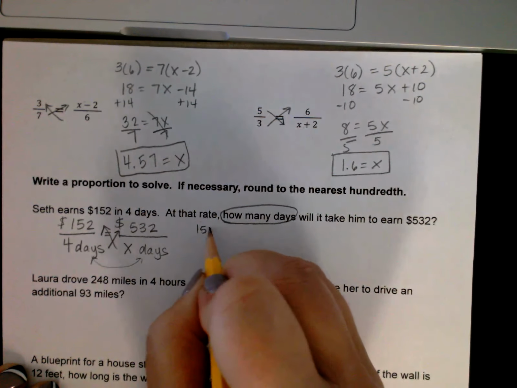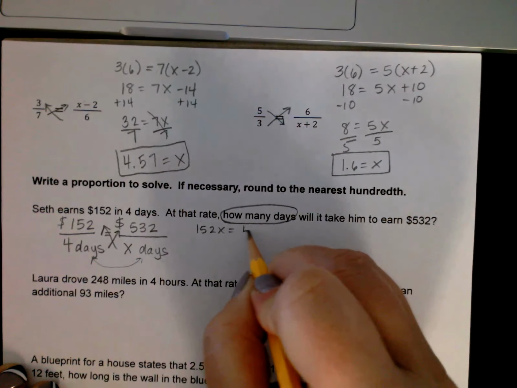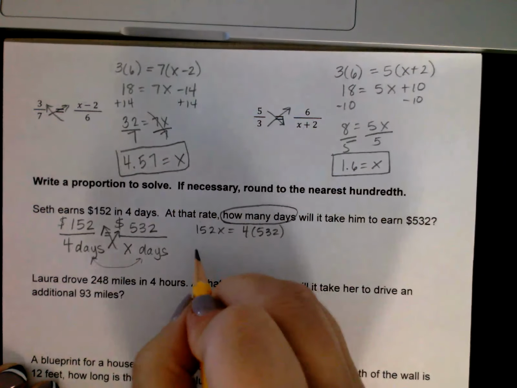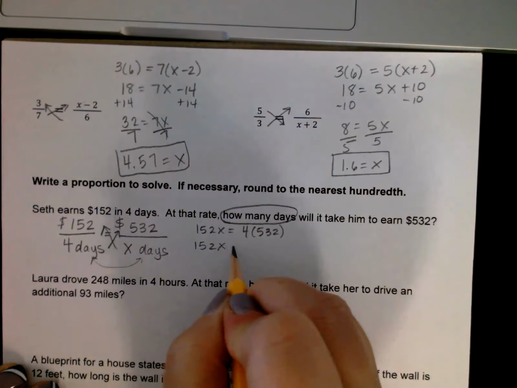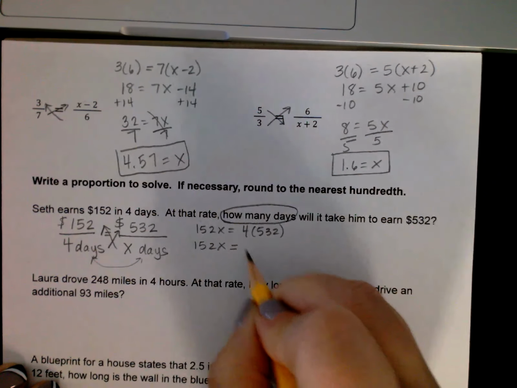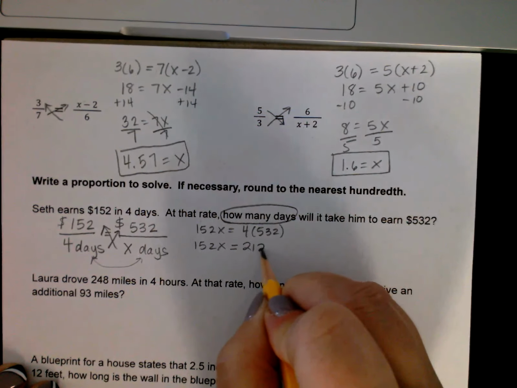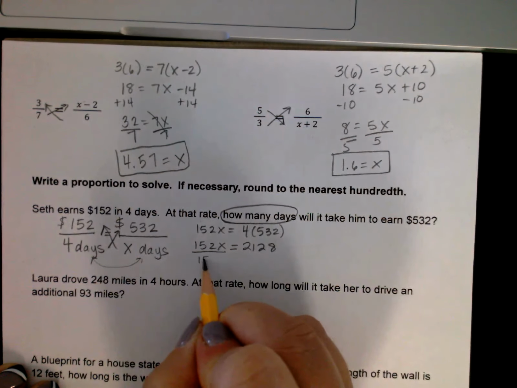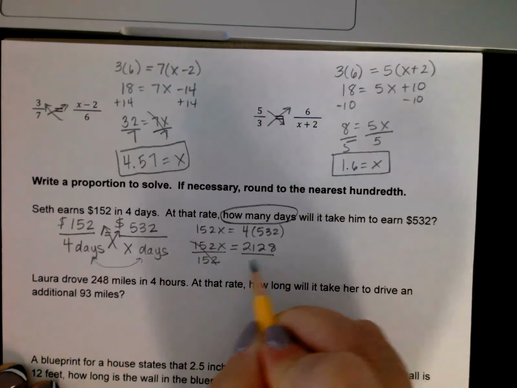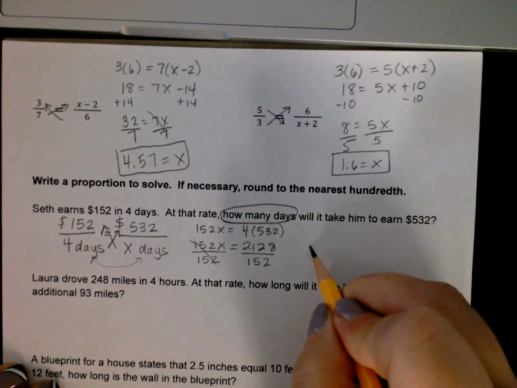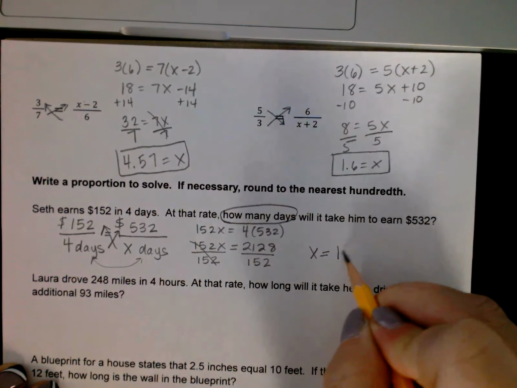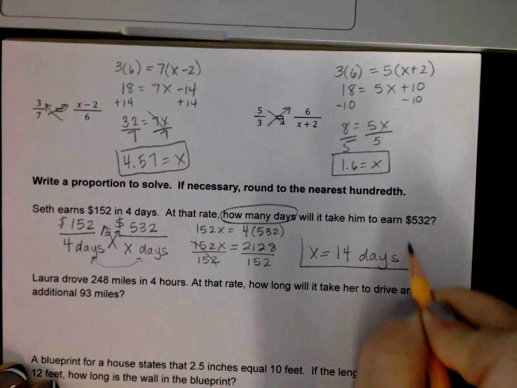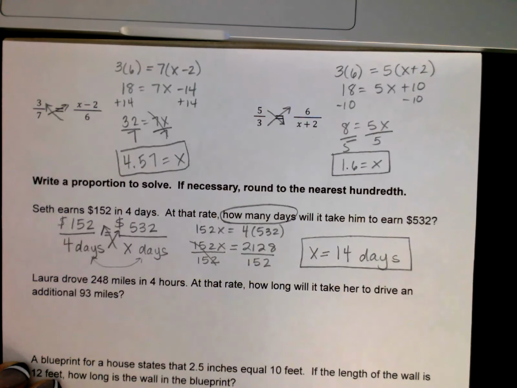So 152x equals 4 times 532. I did my calculations a little earlier, so you didn't have to watch me use a calculator, and I got 2,128. Divide by 152. It would take 14 days for Seth to earn that much money.